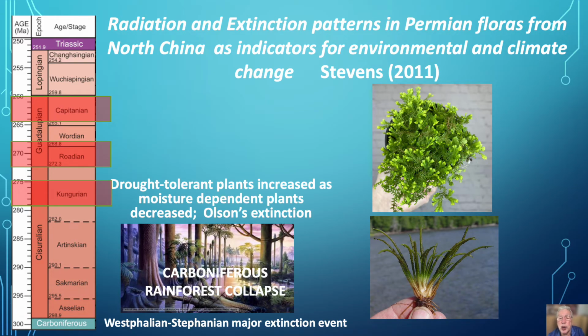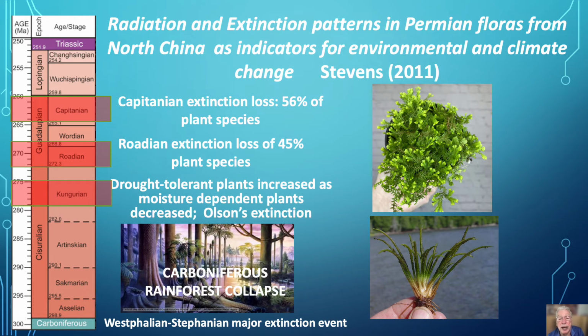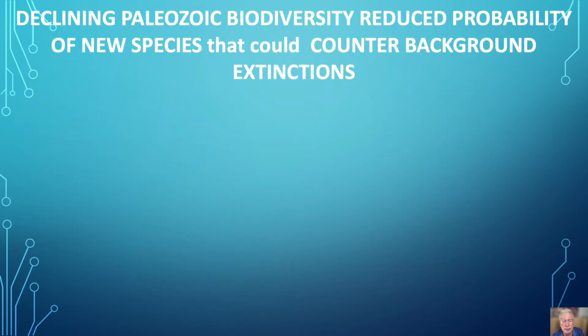As moisture-requiring species were extirpated and drought-tolerant species increased, food chains were gravely disrupted, resulting in the mid-Permian Olson extinctions. By the Roadian stage, 45% of the plant species had gone extinct in the Chinese microcontinents, and by the Capetanian, 56% had gone extinct.